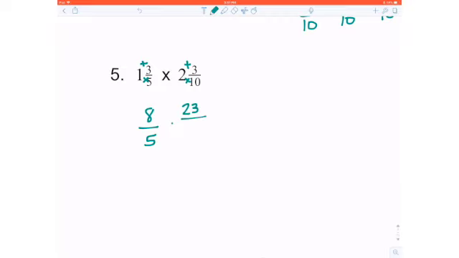Over 10. Okay? So now we're going to multiply these two. Let's do 23 times 8, because that's a little tough. 8 times 3 is 24. Carry the 2. 16 plus 2 is 18. So we have 184 over 50.